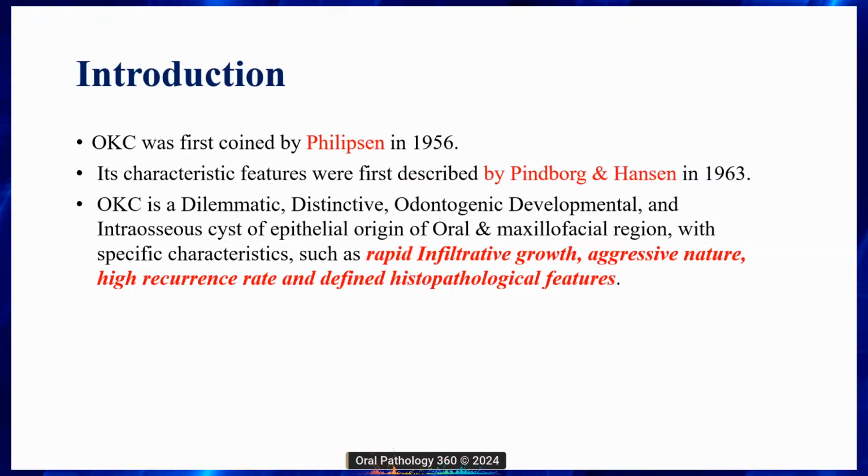Odontogenic keratocyst was the nomenclature first coined by Philipsen in 1956, and the characteristic features were first described by Pindborg and Hansen in 1963. It is a dilemmatic, distinctive, odontogenic, developmental, and intraosseous cyst of epithelial origin of the oral and maxillofacial region with specific characteristics like rapid infiltrative growth, aggressive nature, high recurrence rate, and defined histological features.